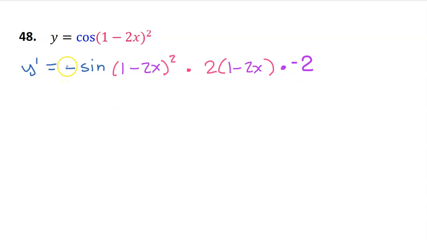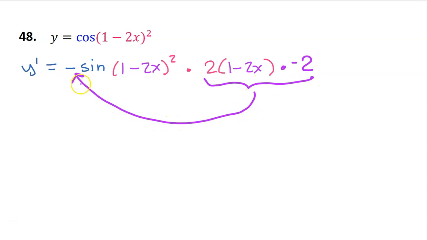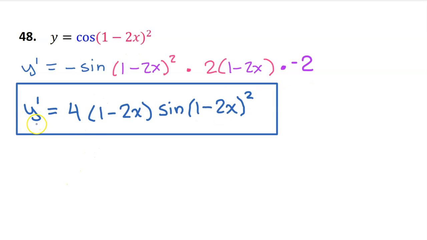On the next step, the negative and the negative will make a positive, and 2 times 2 will make a 4. However, I would like to move this entire factor to the very front. That way it doesn't look like this expression is inside the sine function like this expression is. So the final answer looks like this.